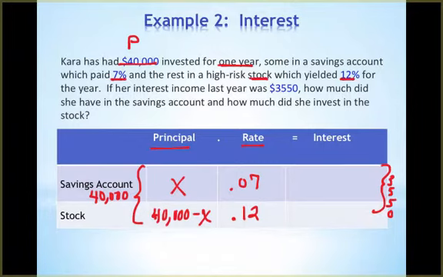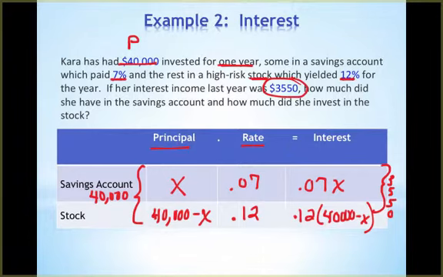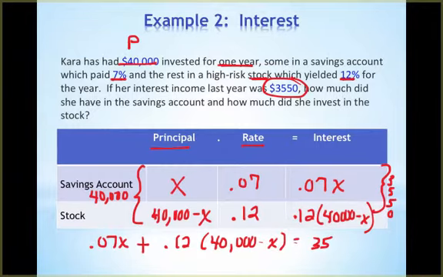So if I multiply the interest or the principal and the rate, I get 0.07x for my first account, and then 0.12 times 40,000 minus x for my second account. But the combined interest income was $35.50. If I add the amount of interest she got from savings plus the amount of interest that she got from the stock account, I know that I've got to get $35.50.